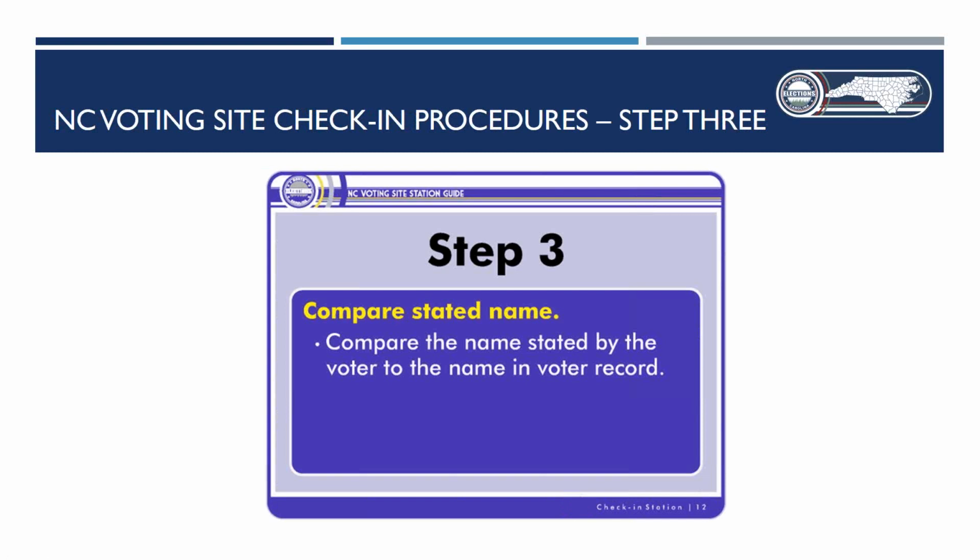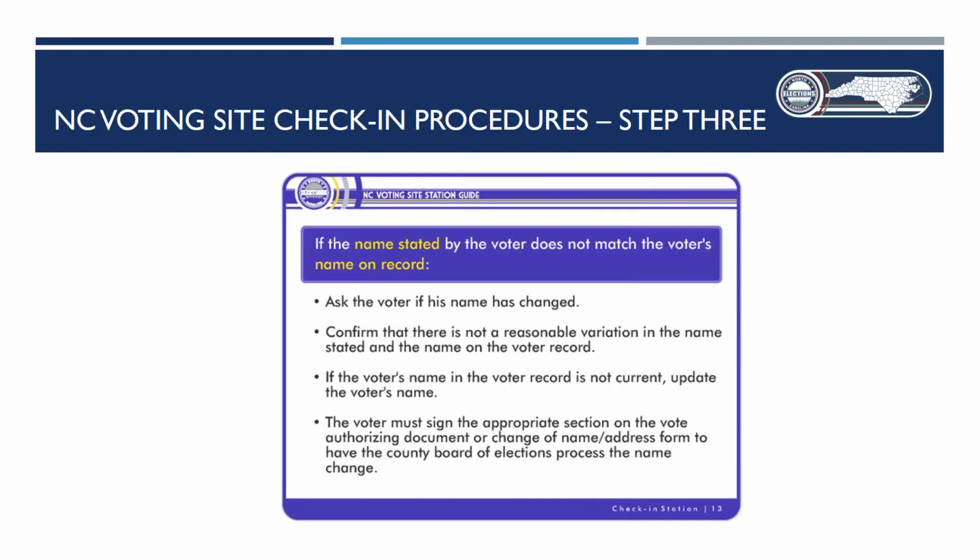Okay, so you're going to compare the stated name to what you've got in the voter record. And if it doesn't match, you're going to ask the voter whether his or her name has changed. Confirm that there's not a reasonable variation in the name, like Susan, Suzanne. If the voter's name in the record is not current, you can update the voter's name. And the voter will sign in the appropriate section on the vote authorizing document or change of name and address form to have the County Board of Elections process the name change.